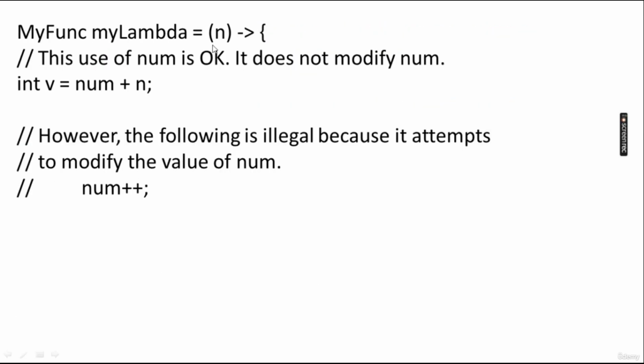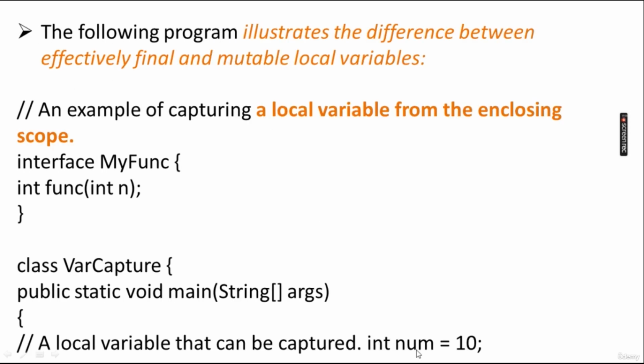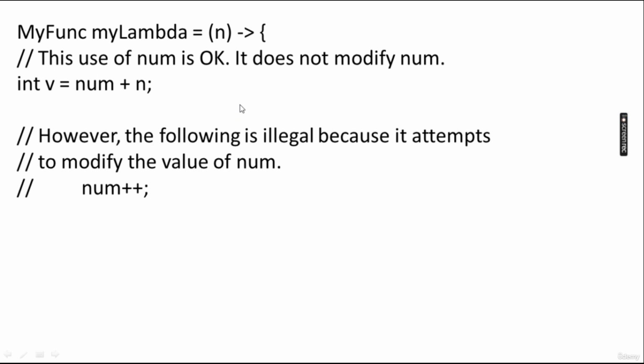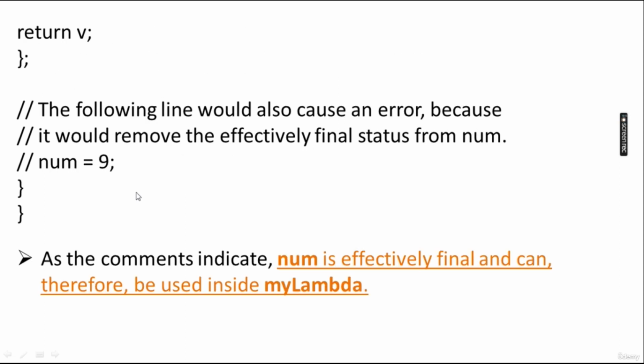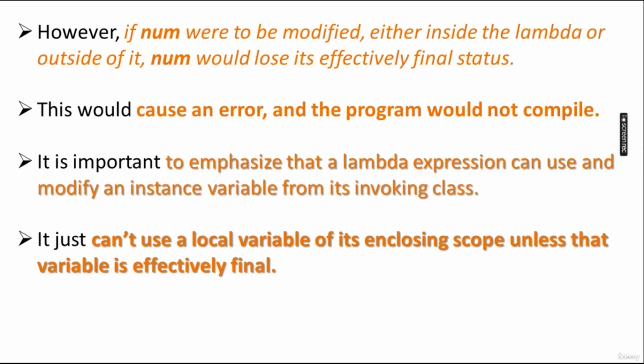And if this lambda needs to use this local variable number, which is effectively final, what is the rule for that? It should not modify it. It can directly use it like number plus n, but it cannot use it like number plus plus. It cannot modify this variable. So this is the motto of this particular program. If number were to be modified either inside the lambda or outside of it, number would lose its effectively final status. This is the main thing we have to understand from this program. This would cause an error and the program would not compile.